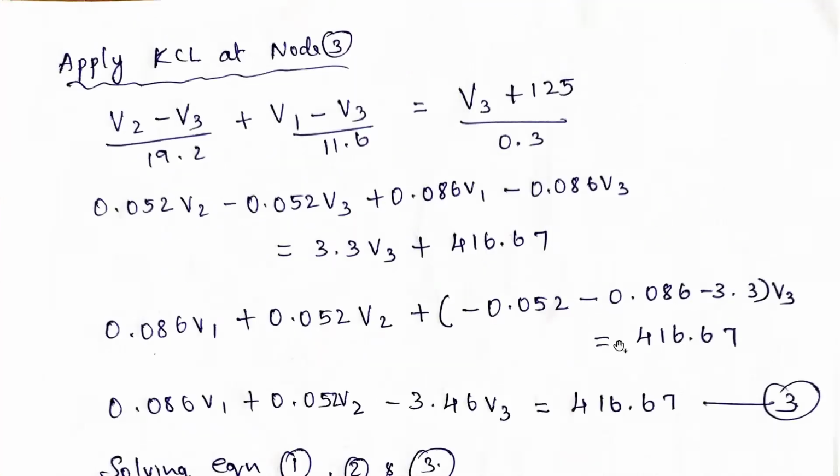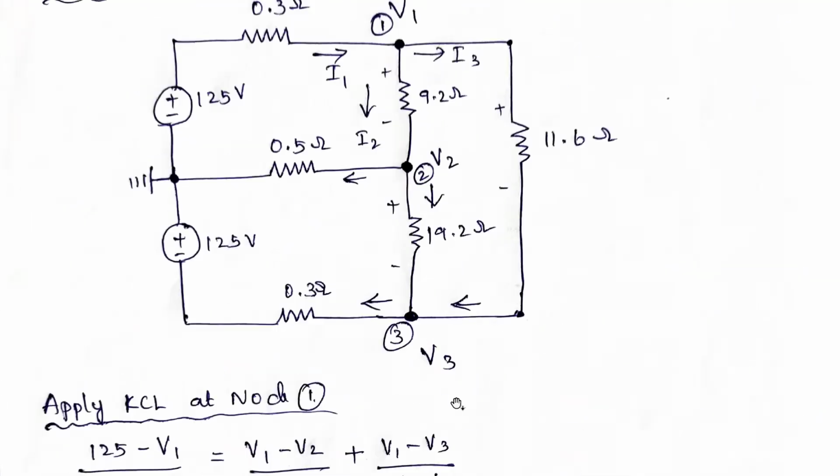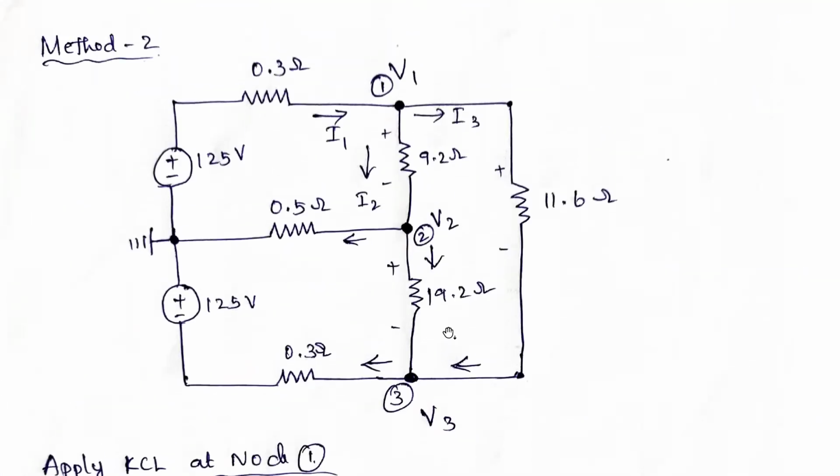Similarly, applying the KCL at node number 3. Here you see V3. One current is incoming like this. One current is incoming to this node here also, and one current is outgoing. If you take this as outgoing, then for node number 3.